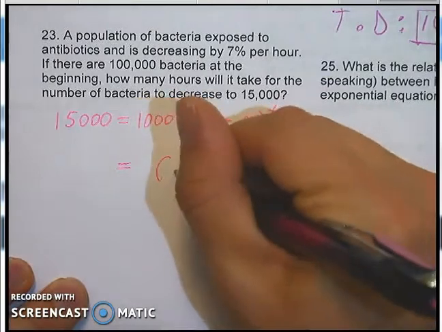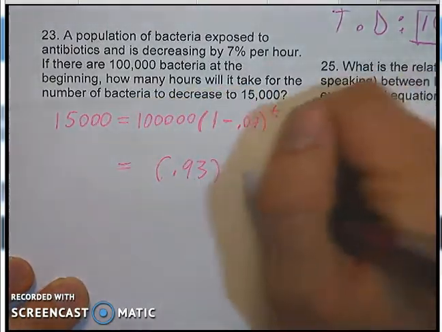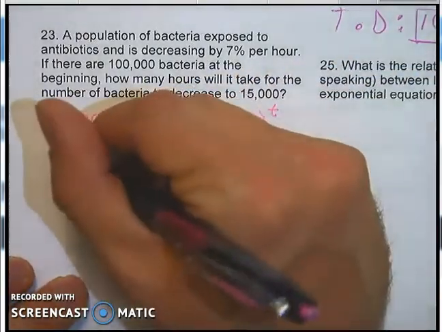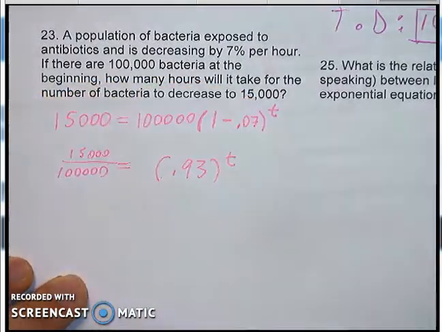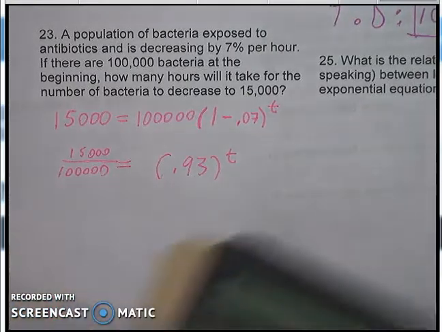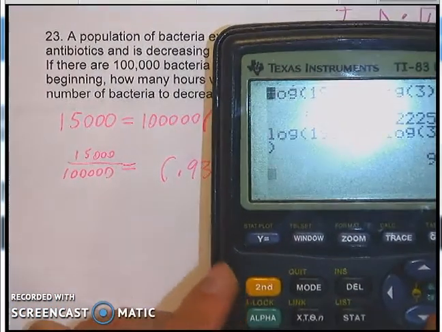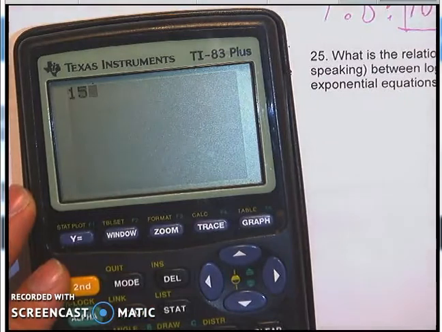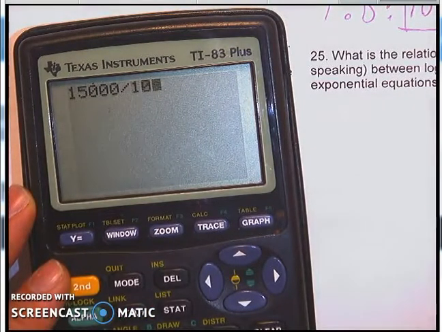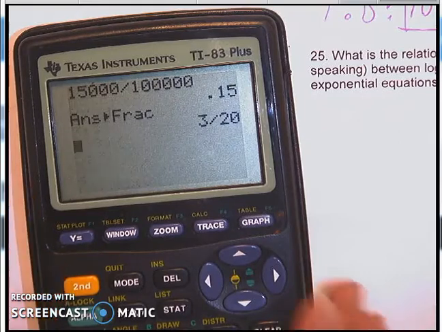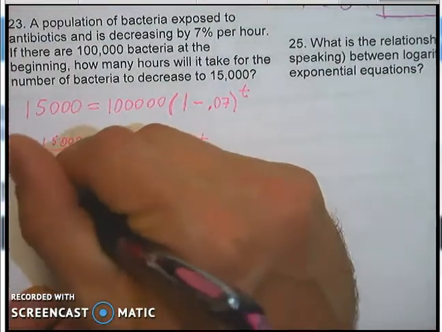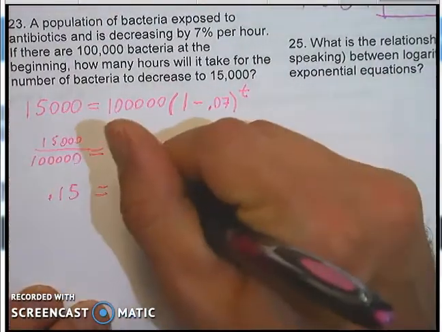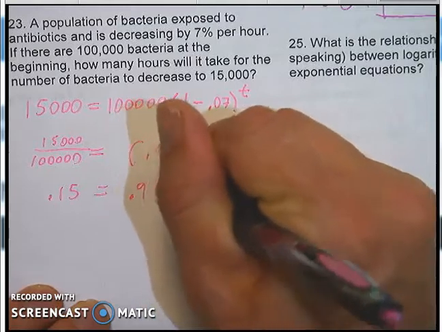But I'm also going to divide 100,000 on both sides. So I'm going to have 15,000 divided by 100,000. That's probably just a fraction that I can simplify. So 15,000 divided by 100,000. Math, enter, enter. It's just 3 over 20. 0.15 is better, though. I'm going to use 0.15. So 0.15 equals 0.93 to the t power.